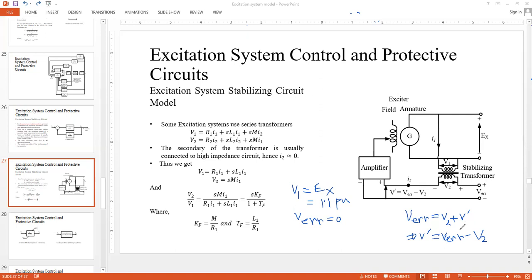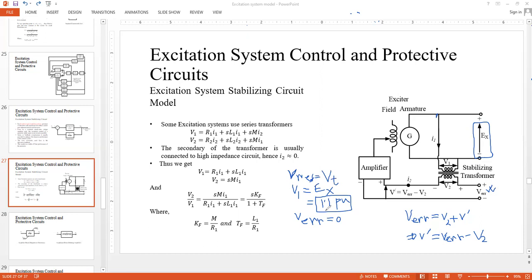Is the question clear? If you are having a fixed output from here, that output is taken to the primary side of a transformer. I have taken some value, let's say 1.1 per unit. The system is in steady state. There is no error, so V reference is actually equal to Vt. So the question is, what would be V2 and why?